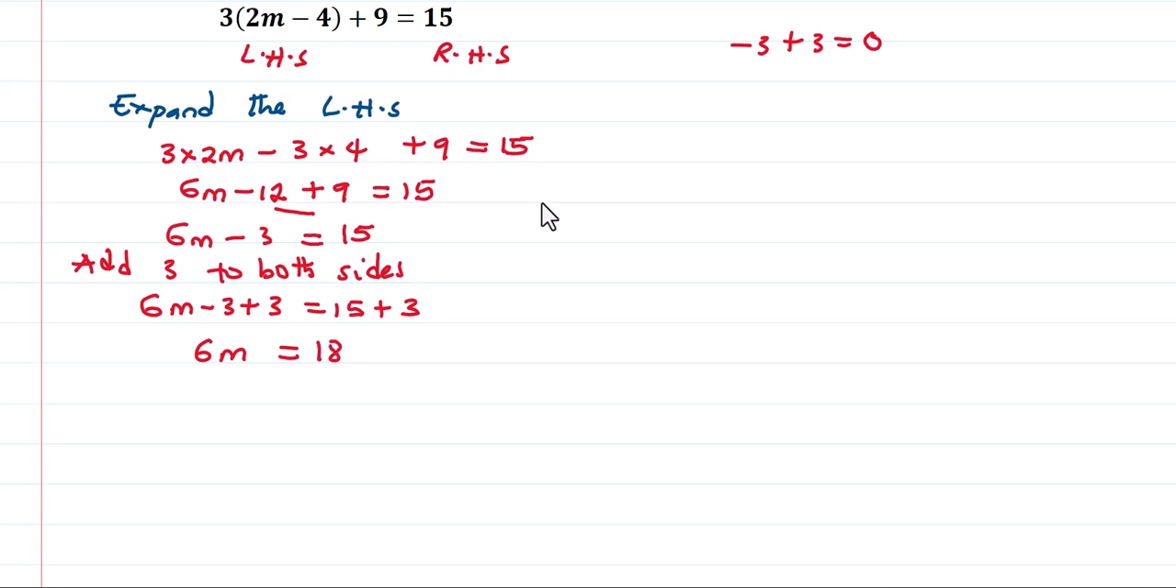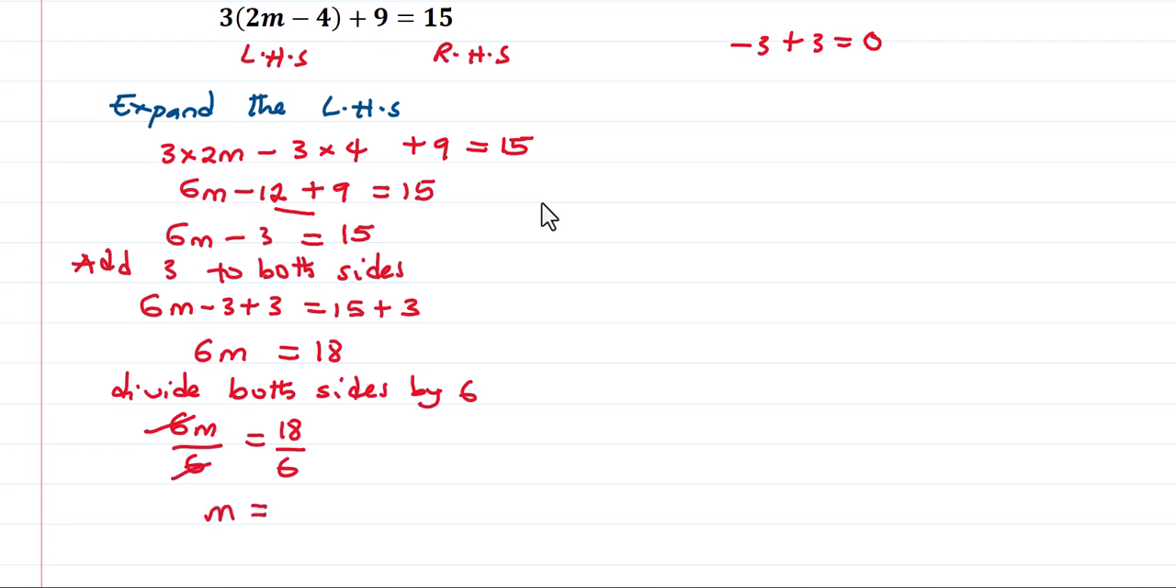From this very point, we have to divide both sides by 6. 6m over 6 is equal to 18 over 6. The 6 cancels out, and then m is equal to 18 divided by 6, which is 3. Therefore, m is equal to 3.